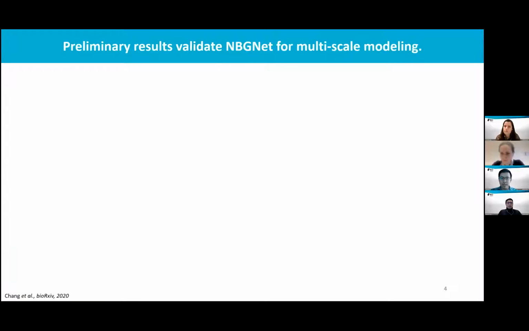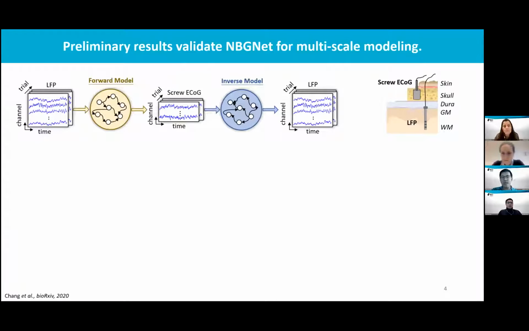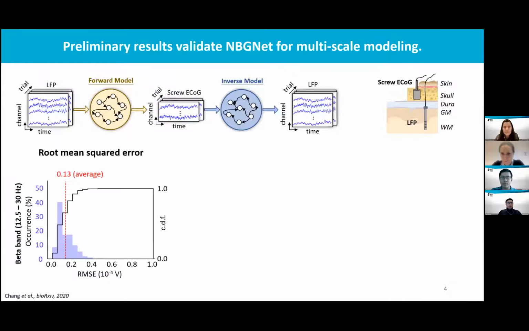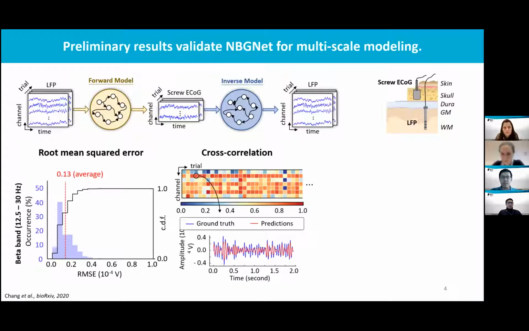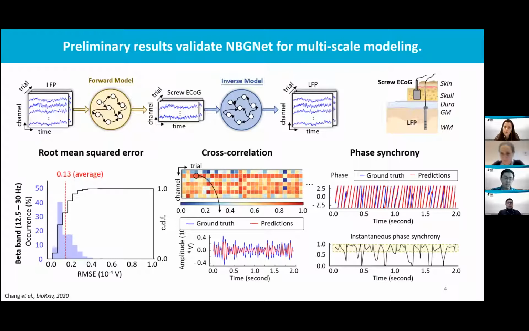So here, in these slides, I will show that the preliminary results validate the NBGNet for multi-scale modeling. So what I have here are two models, forward and inverse. The forward model predicts ECoG from LFP, while the inverse model predicts LFP from ECoG. And we can get a pretty low root mean square error, and the ground truth and the predictions are highly correlated for most of the channels. And we also look at the results in the frequency domain, and we show that the predictions are in sync with the ground truth.